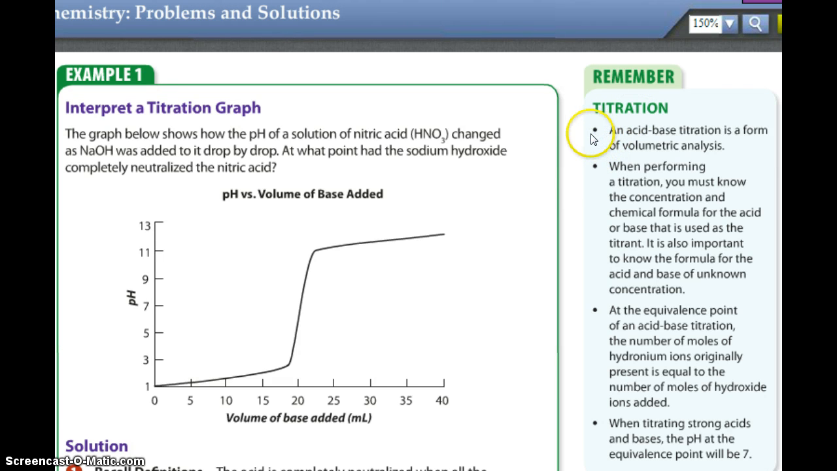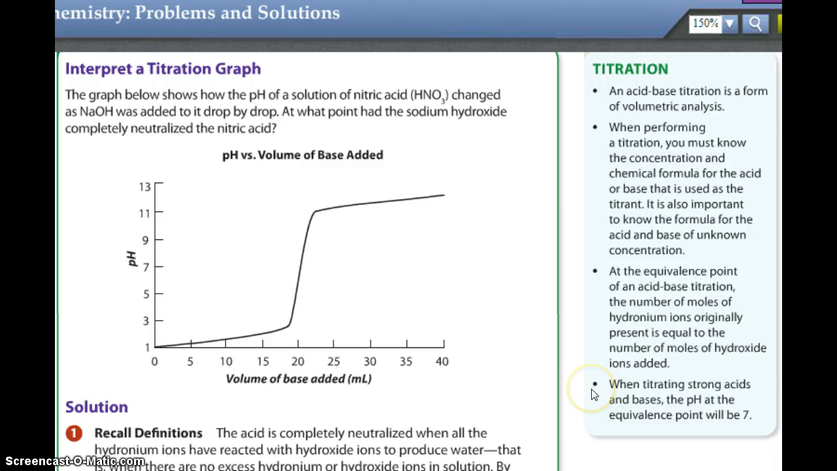All right, remember titration. An acid-base titration is a form of volumetric analysis. When performing a titration, you must know the concentration and chemical formula for the acid or base that is used as the titrant, so the stuff you put in the burette. It is also important to know the formula for the acid and base of the unknown concentration, which is in the flask at the bottom. At the equivalence point of an acid-base titration, the number of moles of hydronium ions originally present is equal to the number of moles of hydroxide ions added.